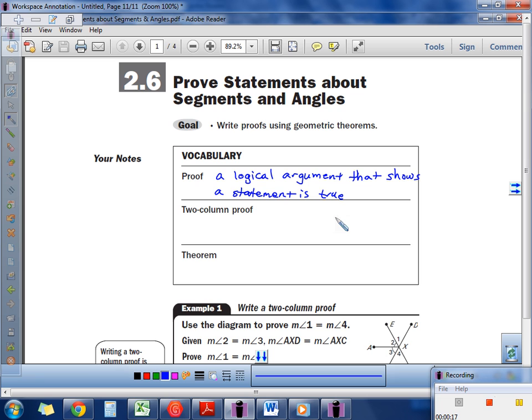Next one, two-column proof. I like doing a kind of visual example for this. For a two-column proof, I'm going to use this space over to the left. Two-column proof will always have these things. It will have statements, and it will have reasons. We've listed out a lot of reasons in the past, but I want to generally say how they can be classified. So what kinds of things do I put over here?